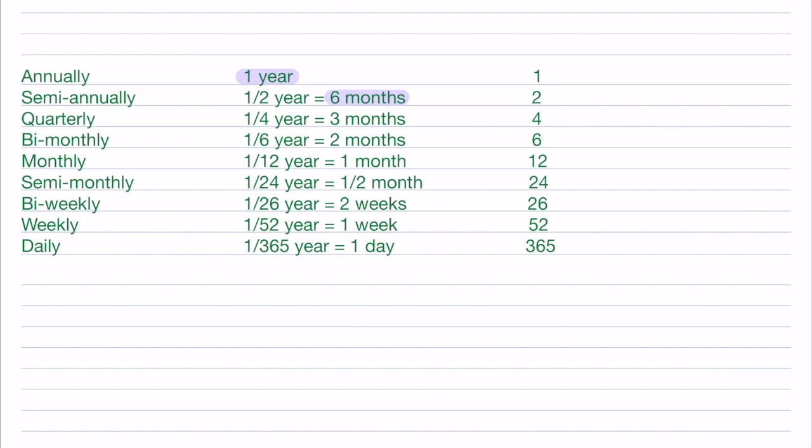And then it gets into quarterly. Quarterly is basically just 3 months. It is a quarter of a year. And that would mean that we would be compounding 4 times within that particular year, because it would happen at the end of the 3 months, at the end of 6 months, 9 months, and then at the end of the year. Now you can say bi-monthly, monthly, semi-monthly, bi-weekly, weekly, daily.